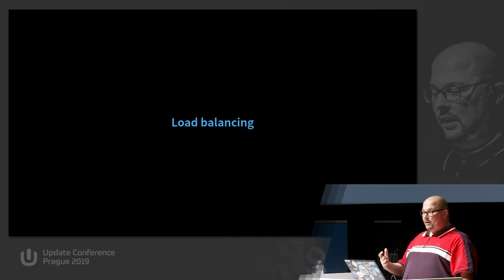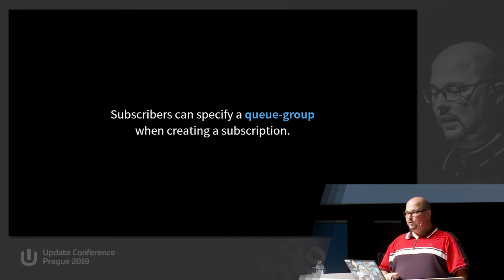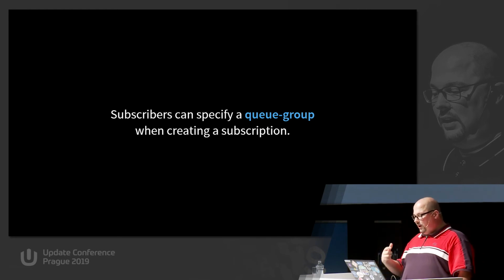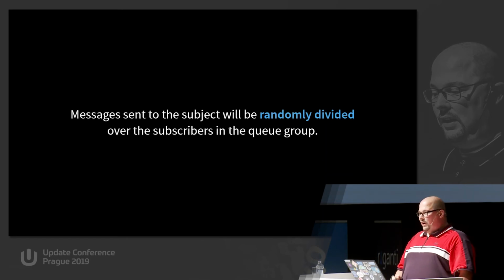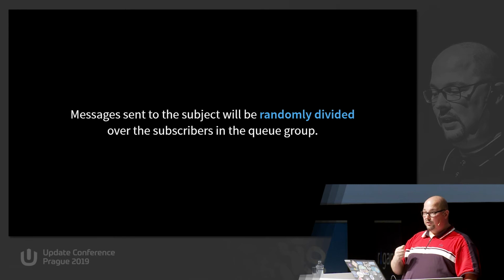Another cool feature is load balancing. So what I can do is create a group of subscribers on a topic, or sorry, I have to say subject. And when I create a subscription, I can then specify this group. And if I do that, then if a message comes into the subject, it will be randomly divided over the connected subscribers with the same queue group.